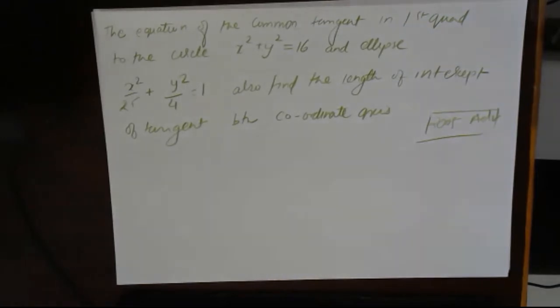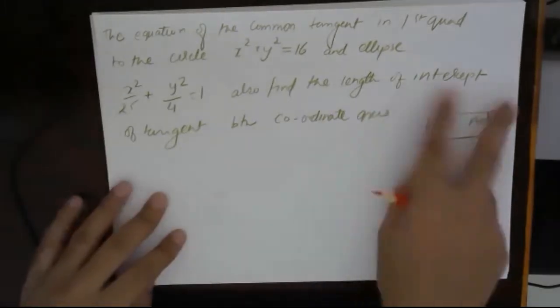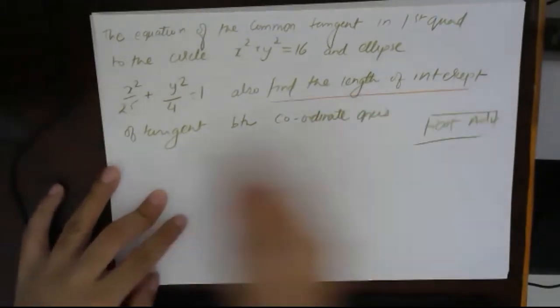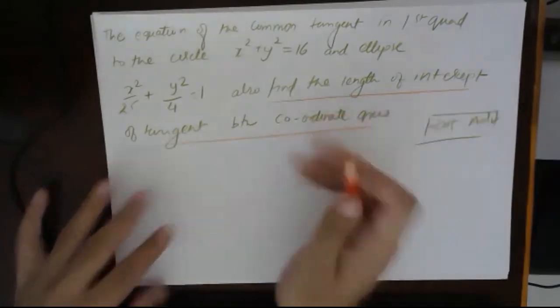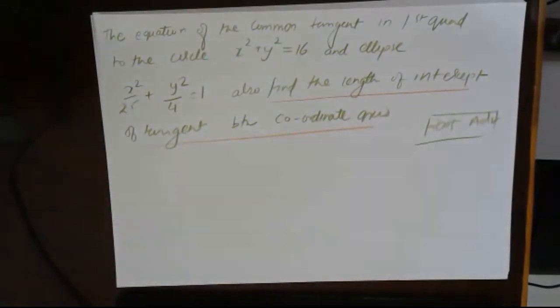14 by root 3. Yes, very good. Very good, Rahul. That is correct. If you are able to find the length of the intercept, then also it is perfectly fine. Just find the length of the intercept between the axes. Very good, Rahul.